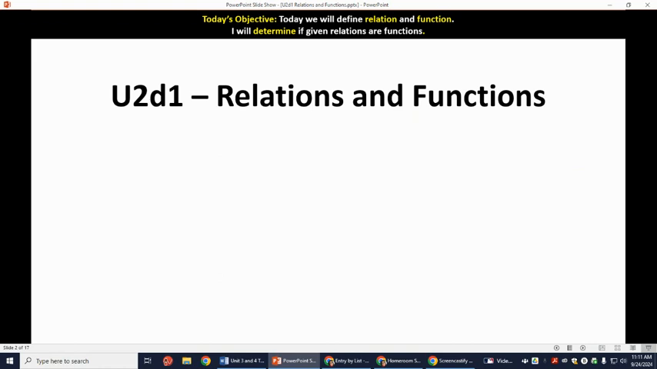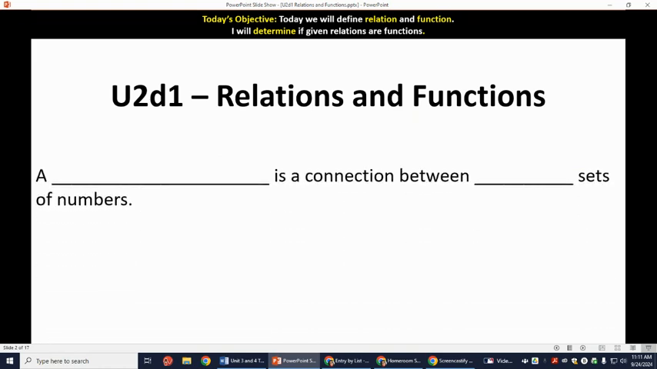All right, so Unit 2, Day 1, relations and functions. A relation is a connection between two sets of numbers.